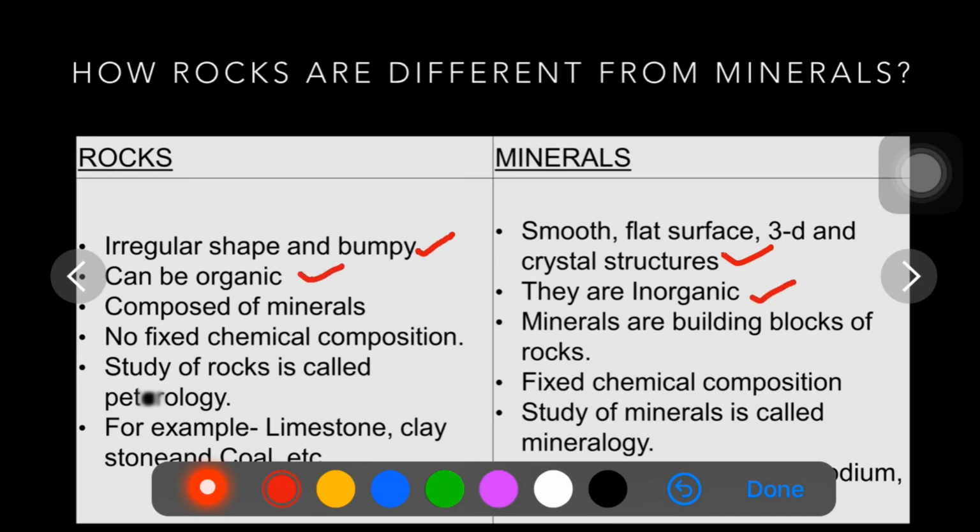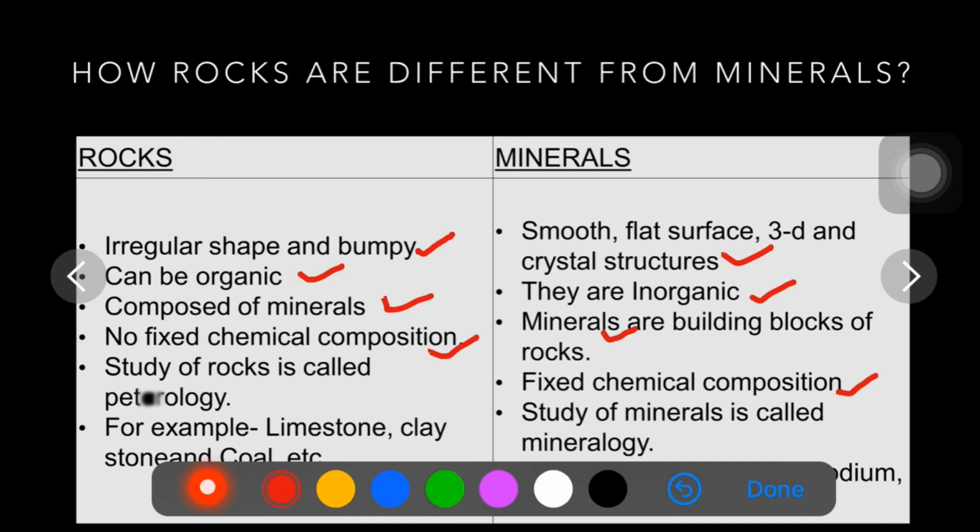The next one is that rocks are composed of minerals. As we saw in the features of rocks, a rock is made up of more than one mineral, and on the other hand, minerals are the building blocks of rocks. So without minerals, rocks cannot be formed. The fourth point is that there is no fixed chemical composition in rocks, but in minerals there is a fixed chemical composition. Rocks can be made of more than one or two minerals, whereas minerals have proper chemical compositions.